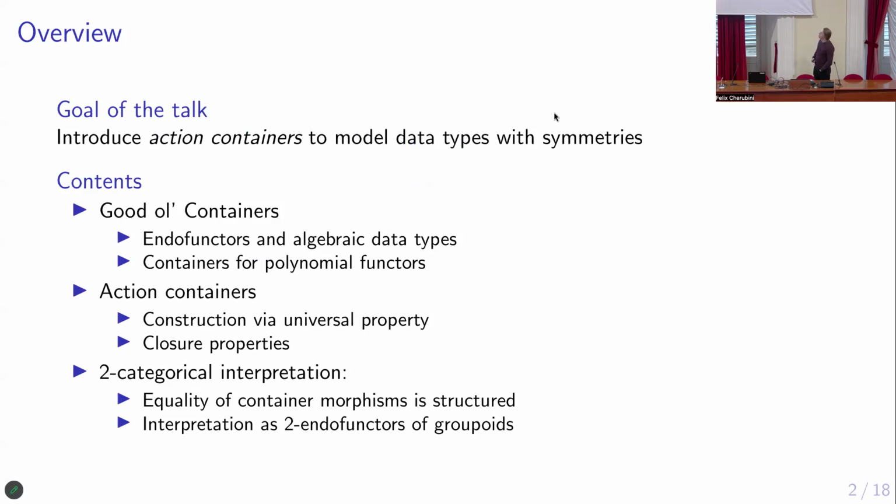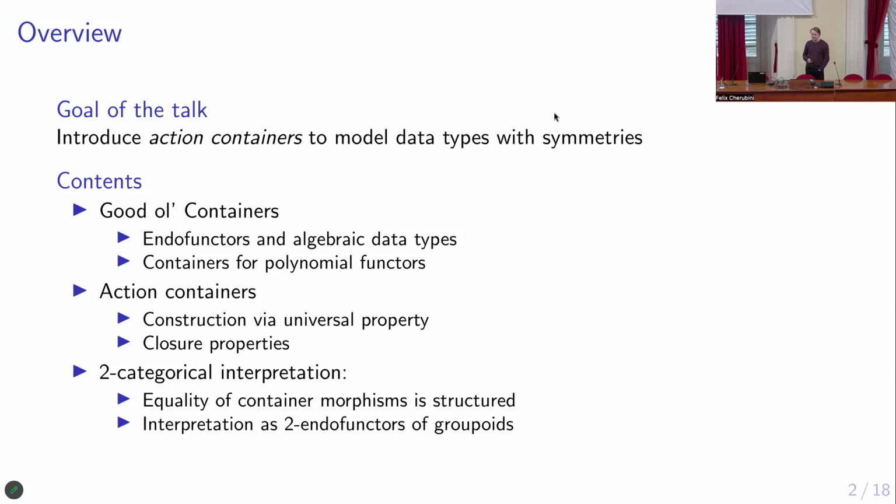I'm going to talk to you about what I call action containers. And what I really want to talk about is how to model data types à la, let's say, Haskell with symmetries. If you think of data types with symmetries, maybe you think of something like unordered pairs or finite multisets, all those nice things that you maybe would like to have in Haskell, but you don't.